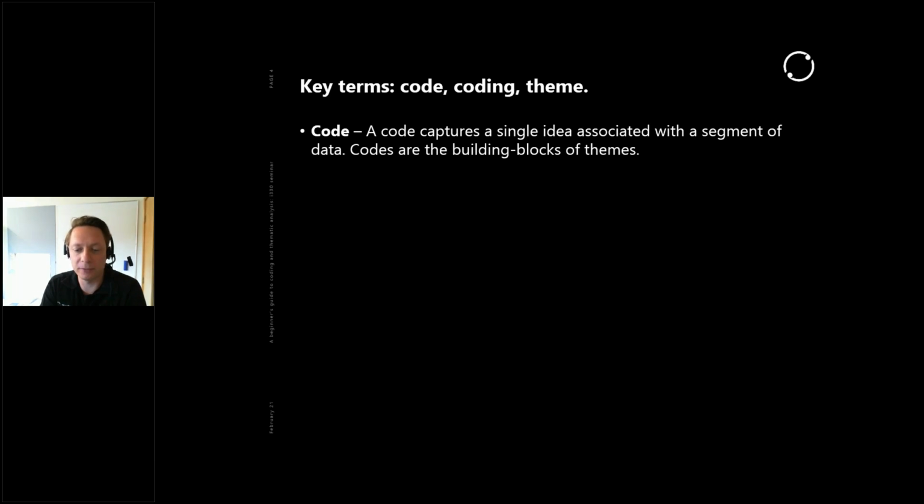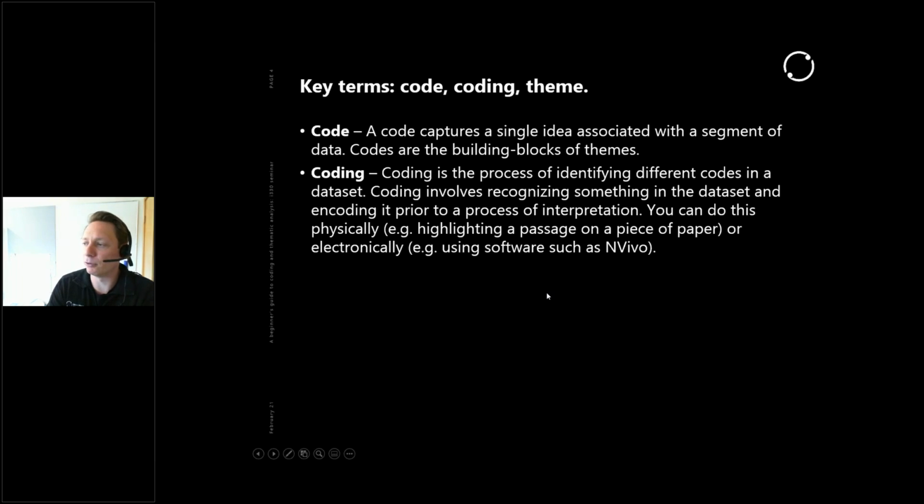As you'll see from some of the practical examples I provide later, codes could be as big as an entire paragraph, but they could as well be a single word, a sentence, or a fragment of a sentence. Regardless, the important thing in the code is that it captures that single idea, and we'll get to that a wee bit later on. So coding is the process of actually identifying different codes in a data set.